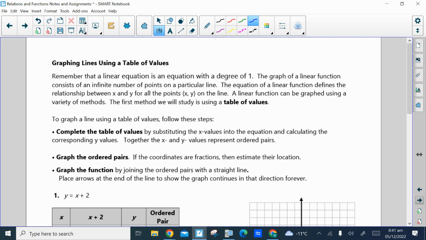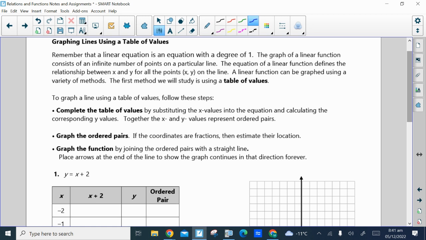So the most common way to start graphing lines or any type of graph is by using a table of values. Remember that a linear equation is an equation with a degree of 1. The graph of a linear function consists of an infinite number of points on a particular line. The equation of the linear function defines the relationship between x and y for all points x, y on the line. A linear function can be graphed using a variety of methods, and the first one we'll look at is using a table of values.